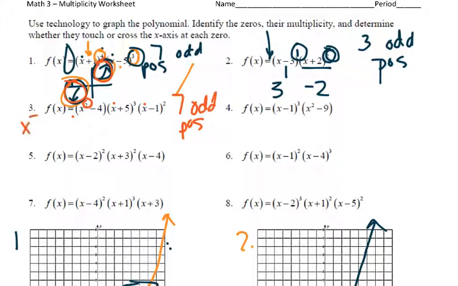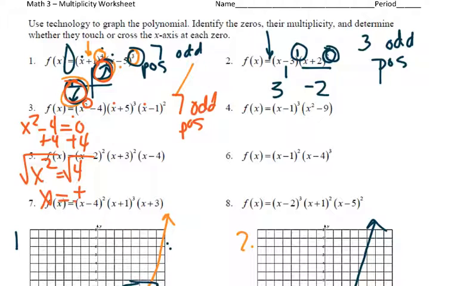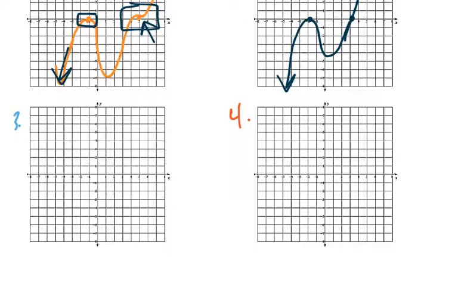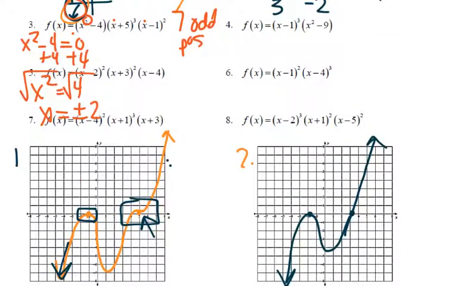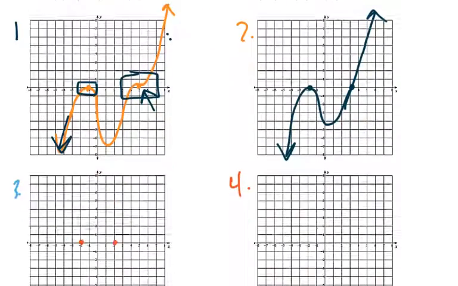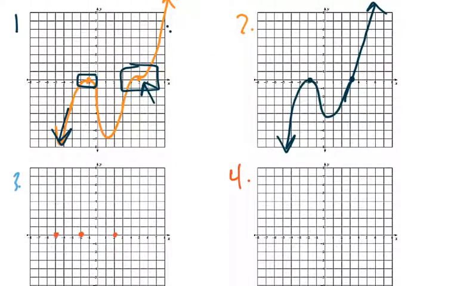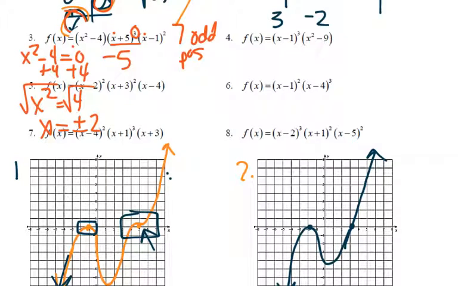Now, x squared minus 4, if we solved, we'd have x squared equals 4. We'd take the square root of that. We'd have x equals positive 2 and negative 2. So I've got two zeros, positive 2 and negative 2. They don't have a multiplicity because the power is on the inside, not on the outside. This one has a 0 of negative 5 with a multiplicity of 3, so it'll cross. And a positive 1 with a multiplicity of 2, so it'll bounce.